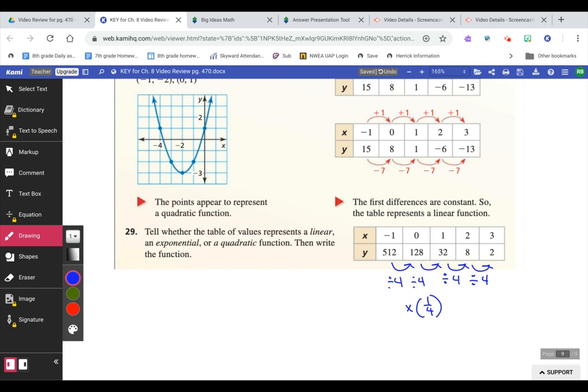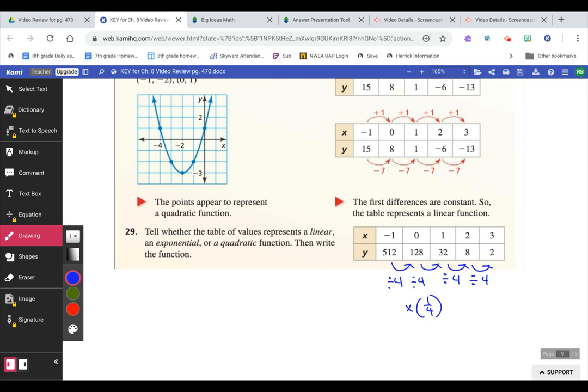So if you remember to write an equation for an exponential function, because this is actually exponential decay. It's not linear since we don't have anything being added or subtracted, doesn't have a constant slope. It is not quadratic because our numbers are not going down and then up. They're only going down, the y values.